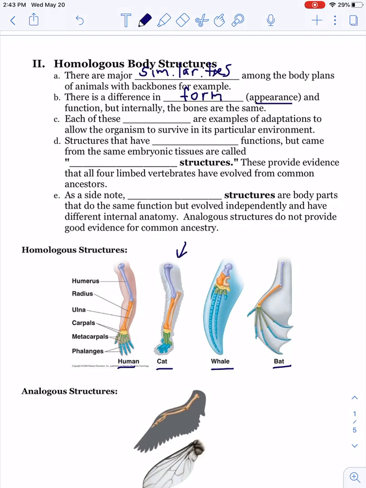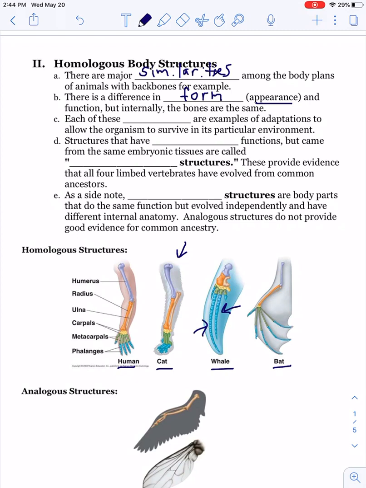You might not realize it because a whale has a flipper, so you don't think about bones being in there. But if you were to dissect a whale's flipper, you would see that they have a humerus, a radius, an ulna, carpals, metacarpals, and phalanges. So whales have fingers inside there, which is amazing. And a bat has a radius, an ulna, a humerus, and phalanges again.